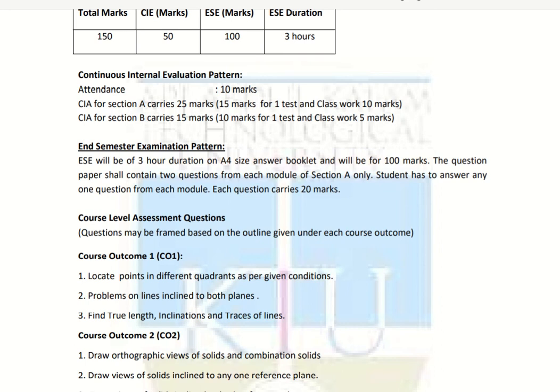The question paper shall contain 2 questions from each module of section A only. A student has to answer any one question from each module. Each question carries 20 marks. I think you understand the distribution of the marks for university and internal assessment.